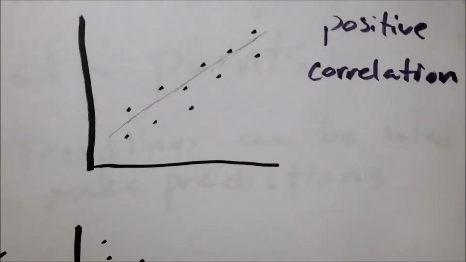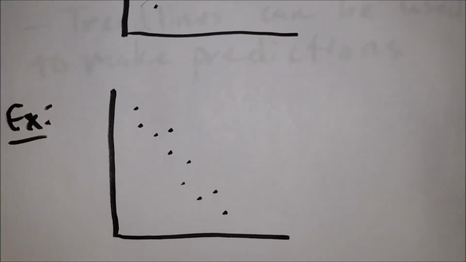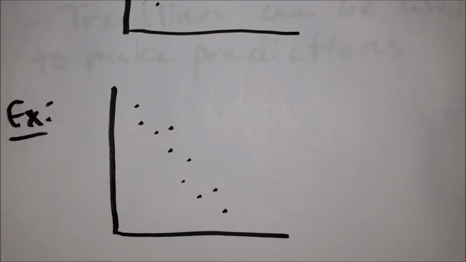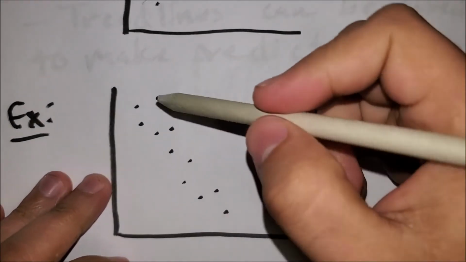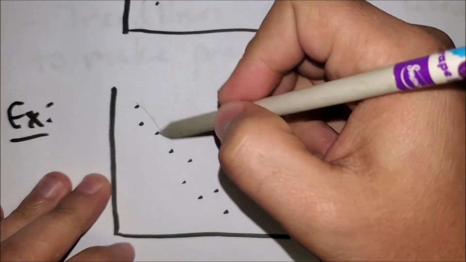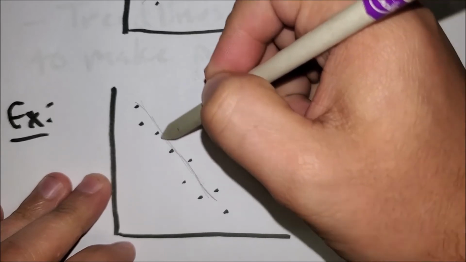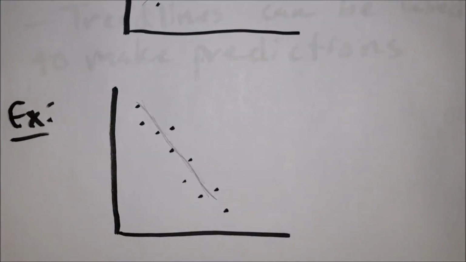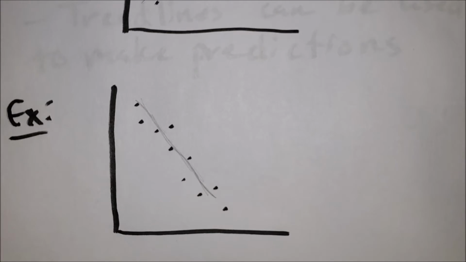And if you look at the second example I have here, the points seem to go down as we go towards the right. And you could draw your little line here, and we would call this a negative correlation.